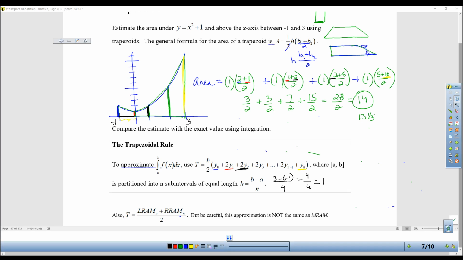If you find the trapezoid rule confusing, you actually can just average LRAM plus RRAM. That will give you the same thing as the trapezoid rule. The trapezoid rule is not the same as MRAM. That actually does give you a different answer. To go to 2.5 and then go up like that will give you a different answer. But the trapezoid rule is equal to the average of LRAM and RRAM.